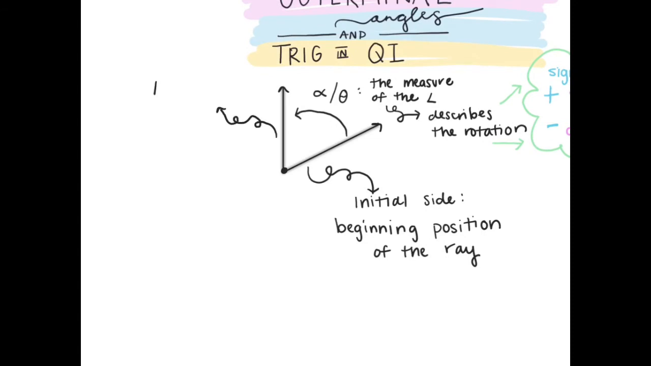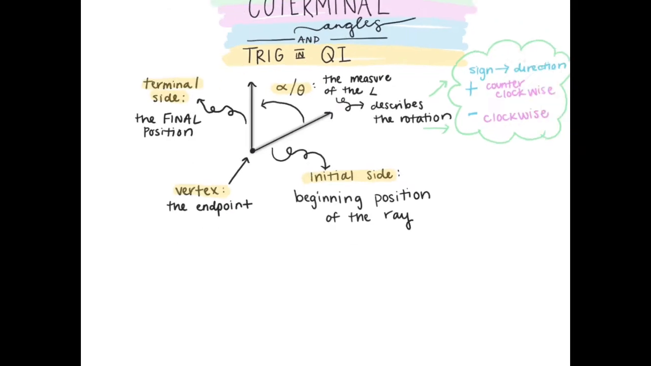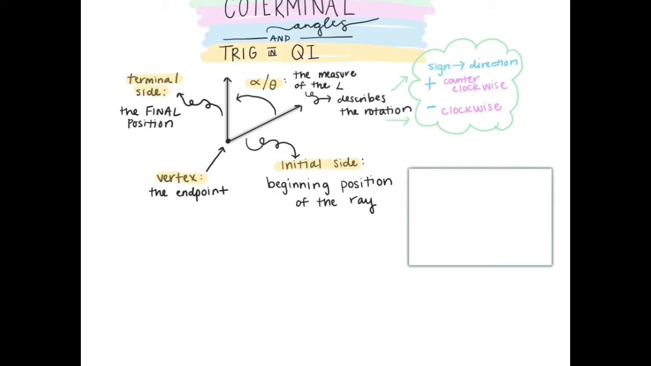After we travel, it's going to have a final side. We call that a terminal side. In addition, we are going to have a vertex, and that's exactly the same as what you're used to with geometry. So we're taking this angle that you know from geometry and expanding on it. These four vocabulary terms, you're going to need to know.